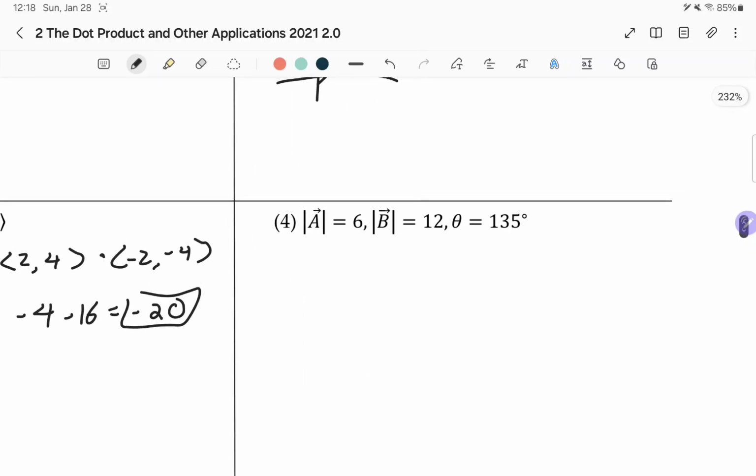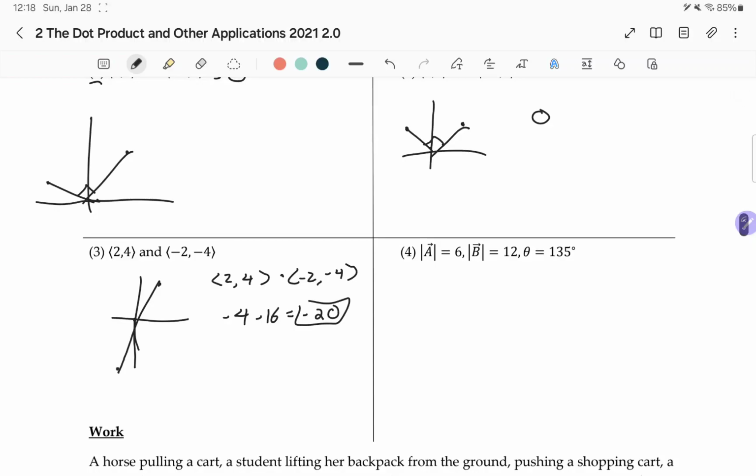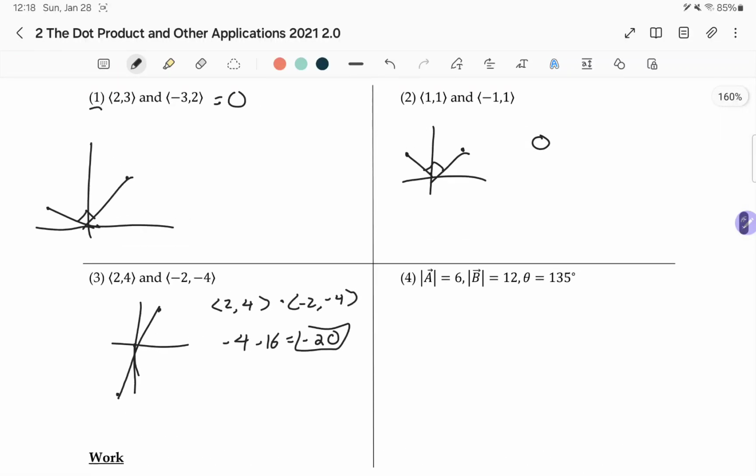So from here, we have the magnitude of A is equal to 6, magnitude of B, 12. So we know that theta is this. So just remember that the dot product is the answer we want, and it's equal to the cosine one like this.